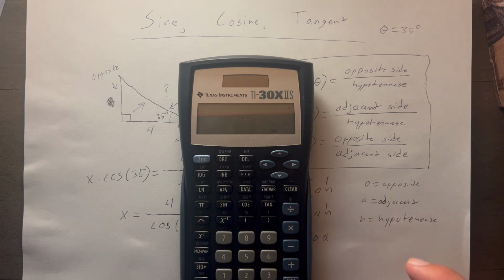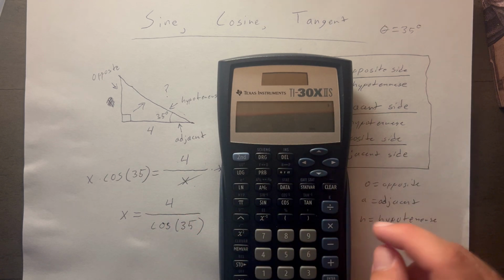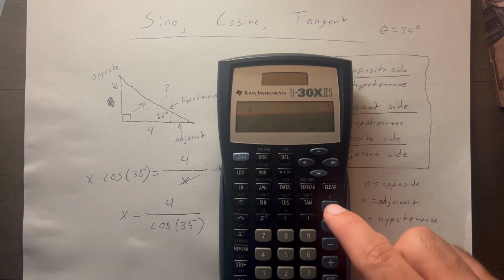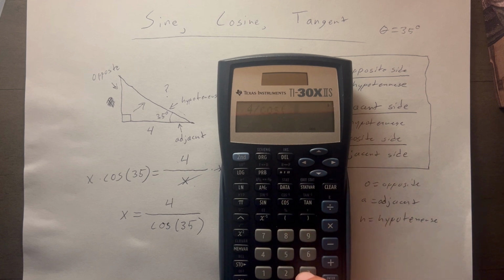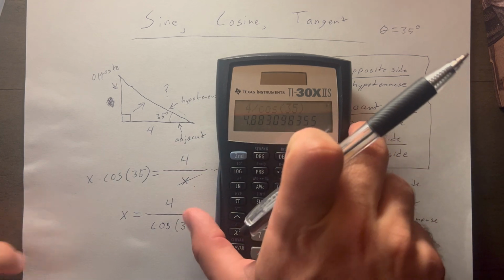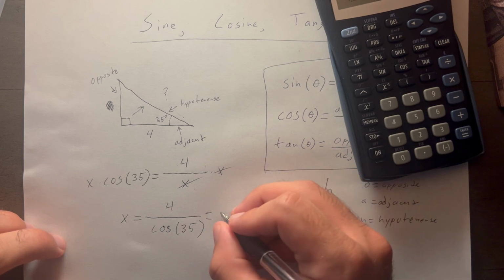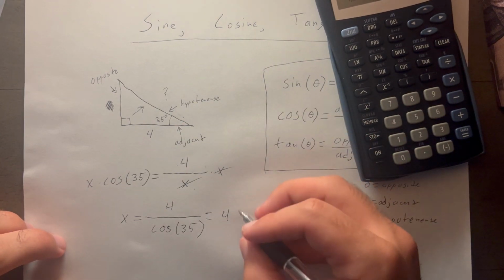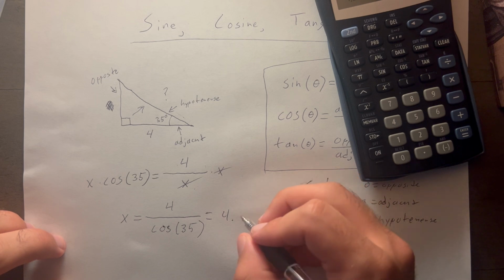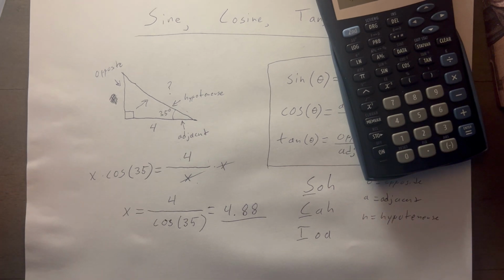And now we've got 4 divided by cosine 35, so we'll do exactly that. 4 divided by cosine 35 gives us 4.883. So that is our answer. That is the length of this side length, or the hypotenuse. So we'll just say 4.88. There's our answer. Okay, so that's how you do that. We'll move on to some example problems now.